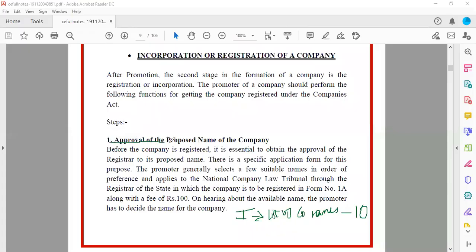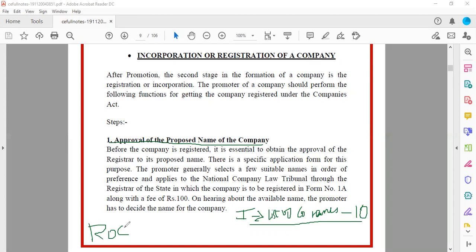So in this approval of proposed name of the company, we have made the list of company names, that is 10 names, and we will be giving it to ROC, that is Registrar of Companies. So the registrar, or ROC, will check the names. It is something like your username for Gmail or Yahoo Mail or any login ID. Sometimes the username will not be available because it would have already been used by somebody else. The same thing will happen in the company names also. So the registrar of companies is going to check if that name is already existing or if it's a new name.